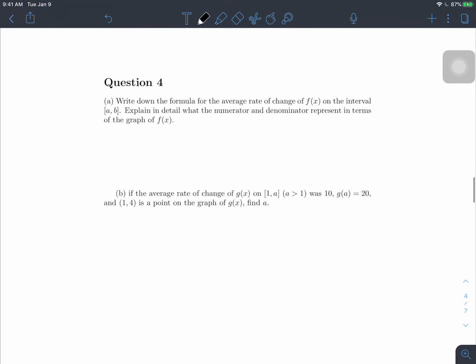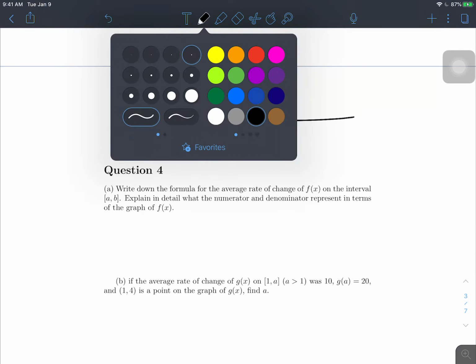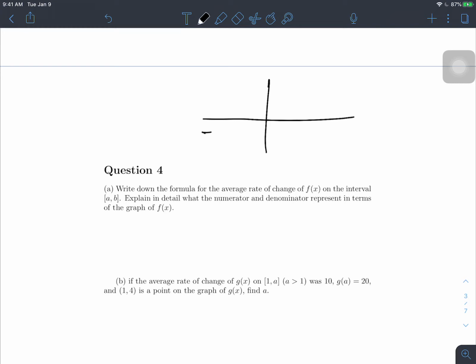Okay, question number 4 is asking us about an average rate of change problem. So they want us to write down the formula for the average rate of change of f of x on the interval a comma b. Explain in detail what the numerator and the denominator represent in terms of the graph of f of x. Okay, let me draw the graph of f of x, and let me remind you what the average rate of change represents.